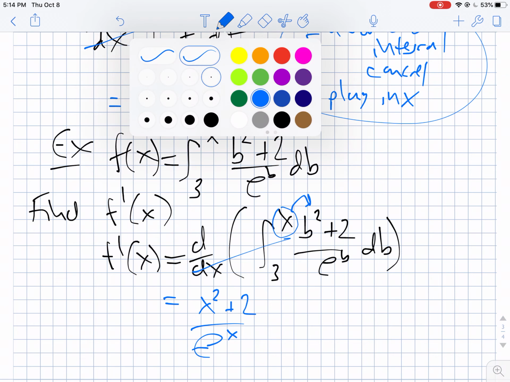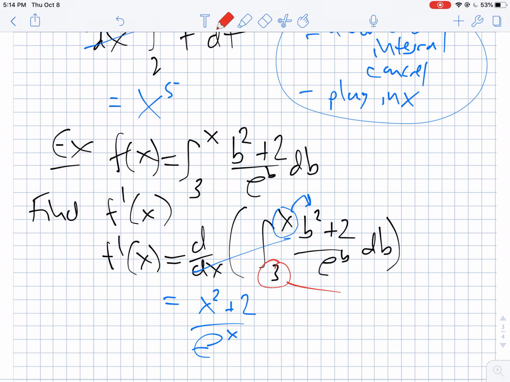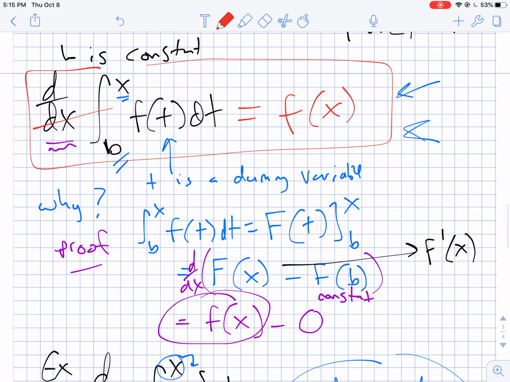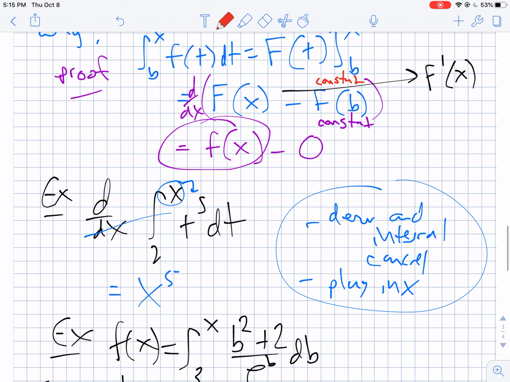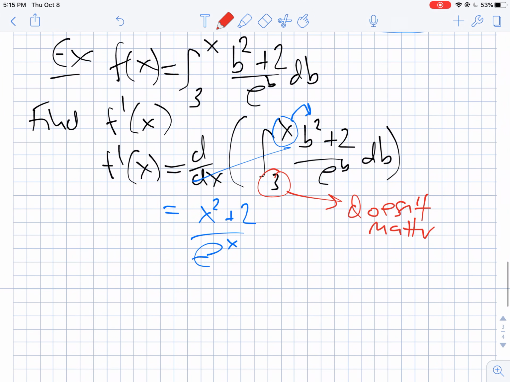One thing I want to point out that you may have been curious about: this 3 doesn't matter. When you take the derivative of that part, it just goes away. That's what we saw earlier. It was just some constant once we evaluated the integral, so it went away when you took the derivative. That's why that lower bound doesn't matter. You're just plugging in the x.